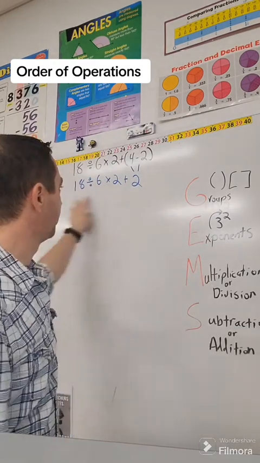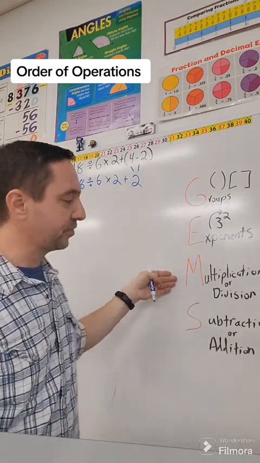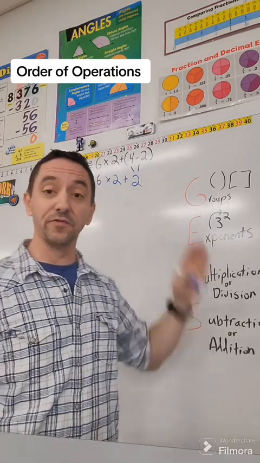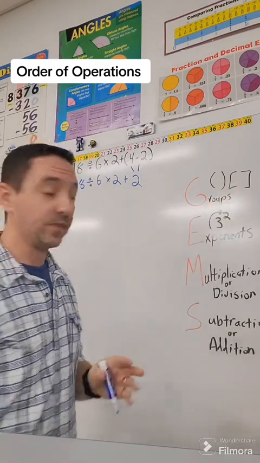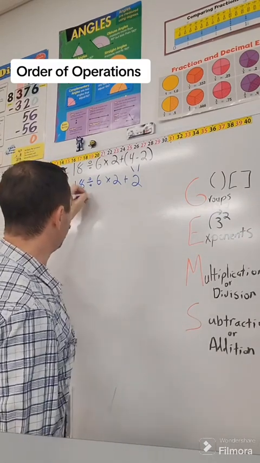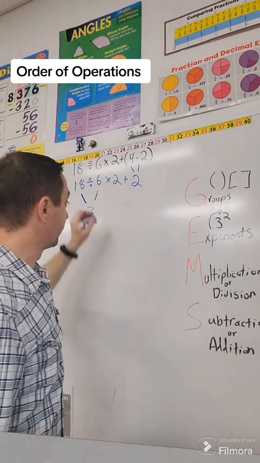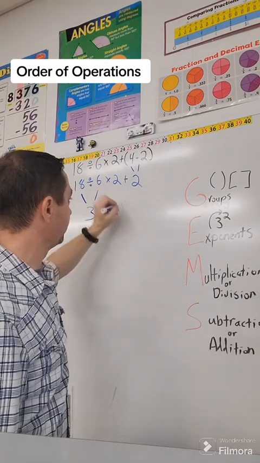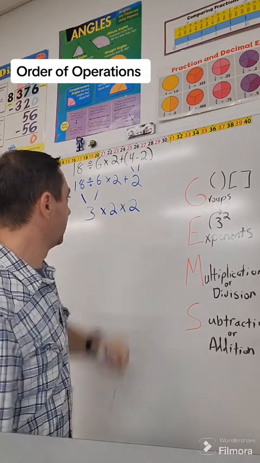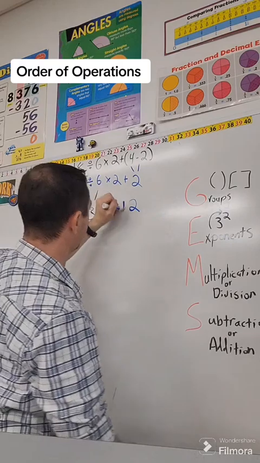Now they're going to look at the problem and they see multiplication and division. And they're going to say, oh, it says multiplication or division, but I know I need to work from the left to the right of the problem. So in this case, the division comes first. I'm going to do 18 divided by 6, and that's going to be 3. Bring down the rest of the information I haven't used in my expression. Mistake there. That is supposed to be an addition sign.